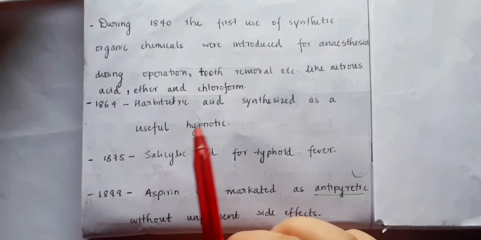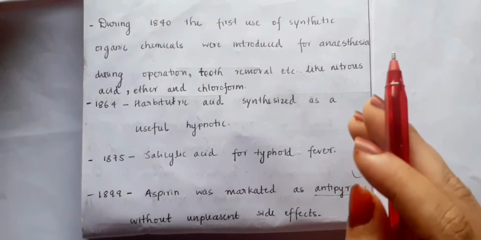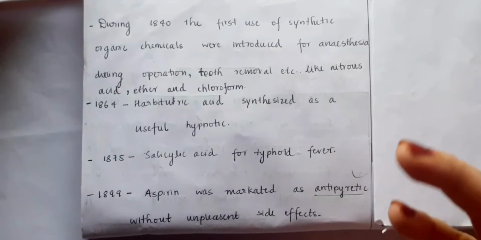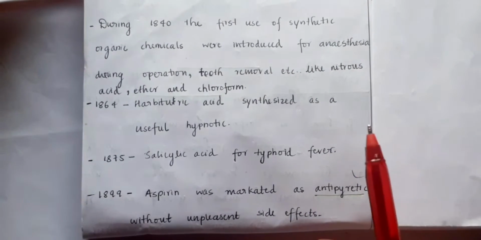In 1864, barbituric acid was synthesized as a useful hypnotic. Hypnotics are used to improve the quality of sleep. Melatonin, antihistamines, and antidepressants are the drugs which are used as hypnotics.